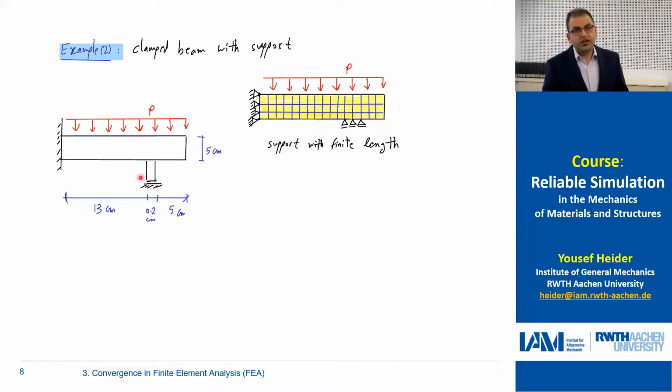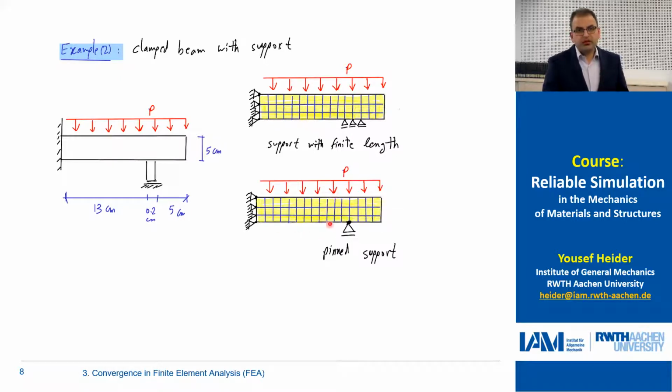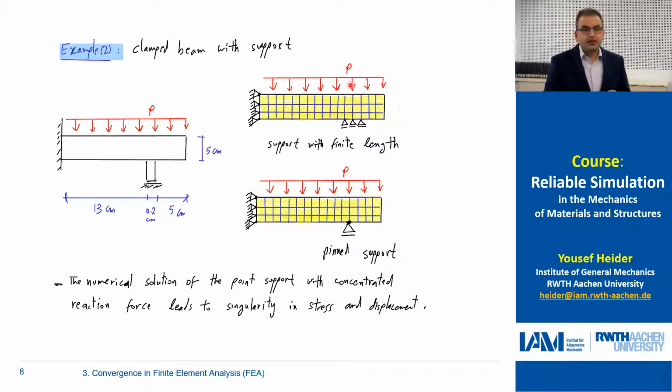The first option is to replace this support by 3 fixed nodes here in the vertical direction. So we put a support with finite length. And some people go directly and put only one point, so a pin support at one point. And B is a distributed load at the top boundary. Now, the numerical solution of a point support with concentrated reaction force leads to singularity in stress and displacement.